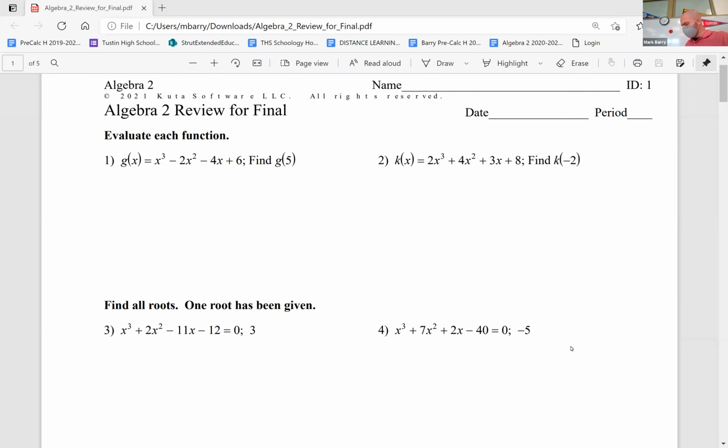All right, let's go ahead and get started. So first couple questions here say evaluate each function. They give us a function here, g of x equals x to the third plus minus 2x squared minus 4x plus 6. And they ask you to find g of 5.